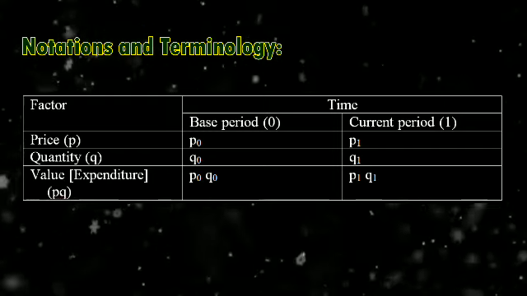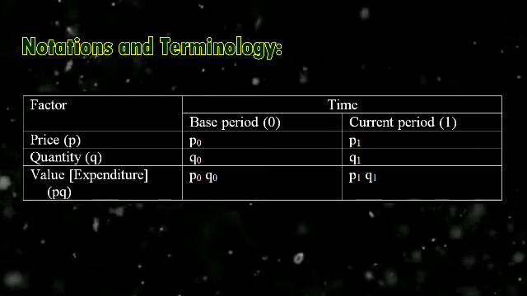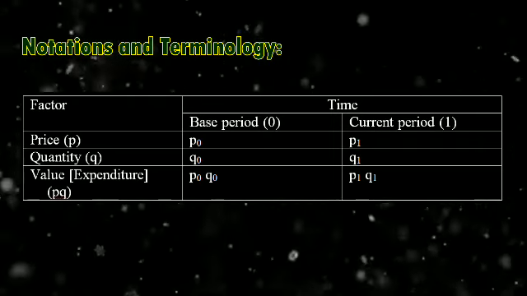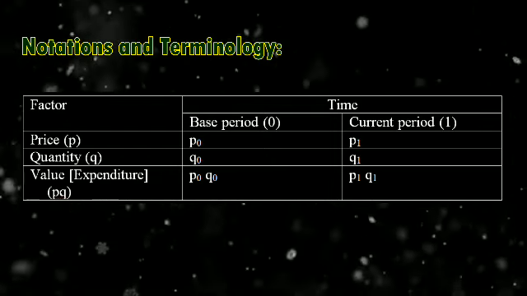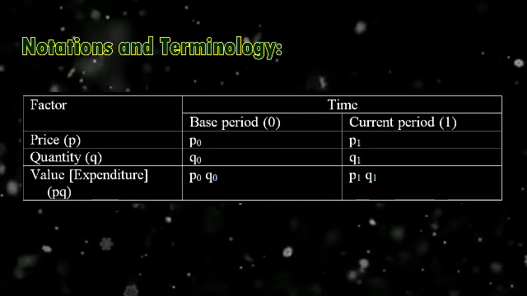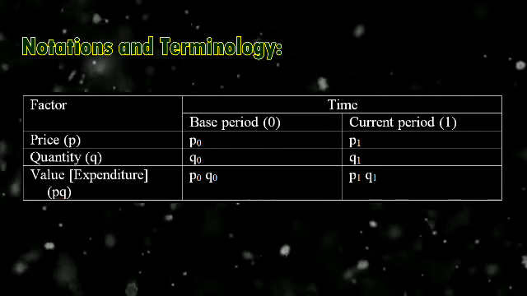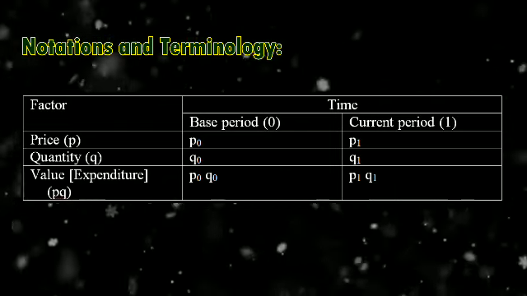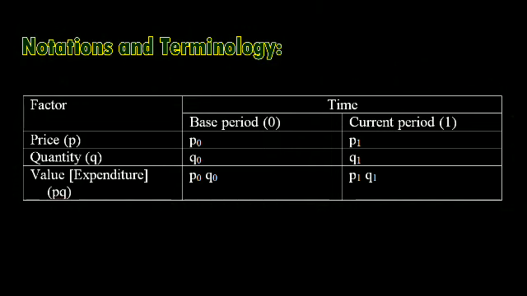Last row, P0 Q0. As you all know, value is the product of price into quantity. So for the base year, the product of base year price P0 into base year quantity Q0 will give you the base year value. P1 Q1, the product of price into quantity of the current year, is the value for the current year. P0 Q0 is the value for the base year. Here value index number is also called expenditure.